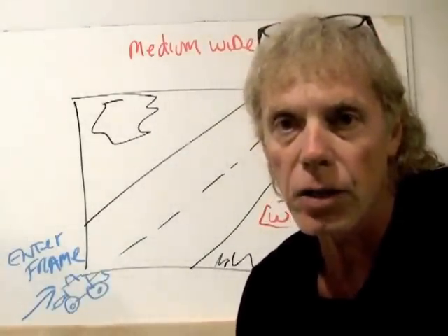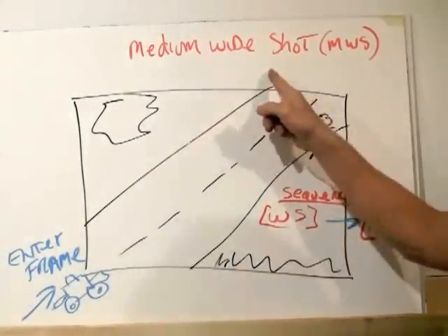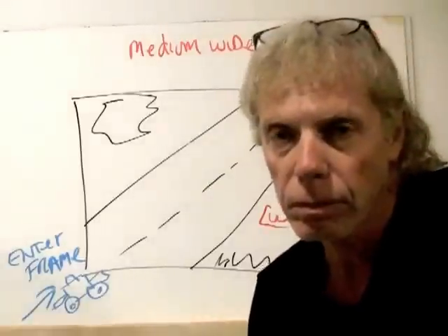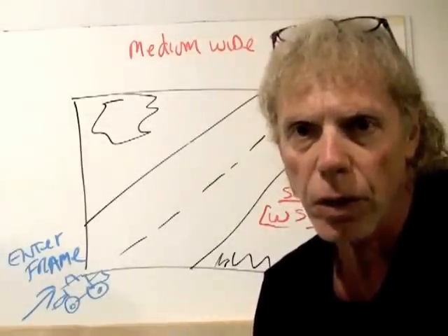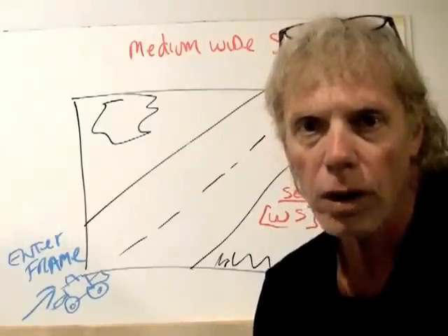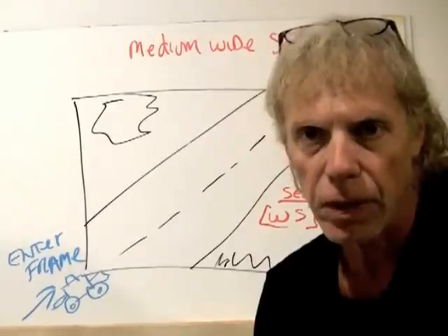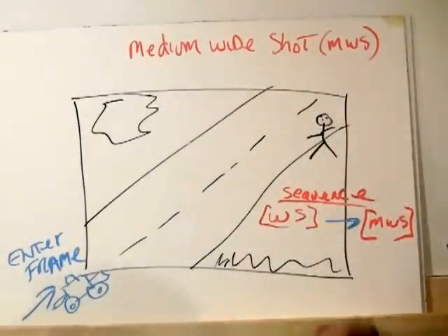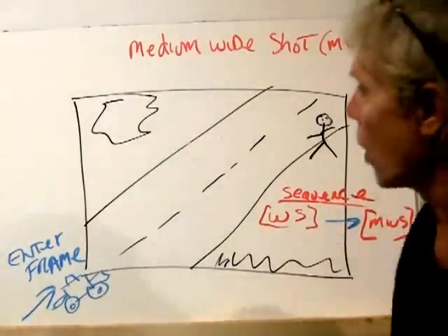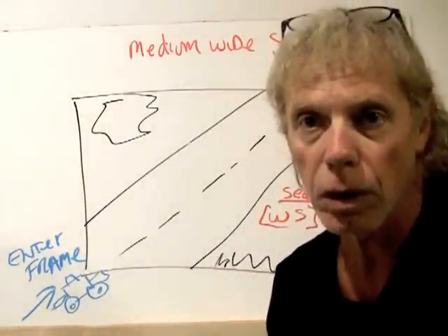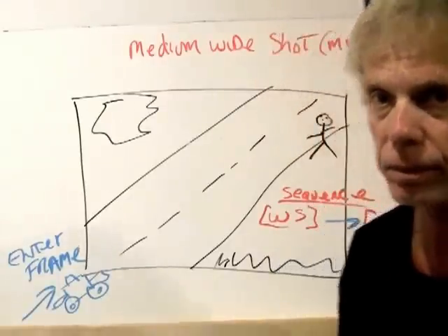Our next shot is referred to as a medium wide shot, MWS. The abbreviations that we're using here are important because when you get your shot list or you write out your storyboard, you want to use those abbreviations. That's standard for what we're doing. In the medium wide shot, we get a closer view of the character in the scene.